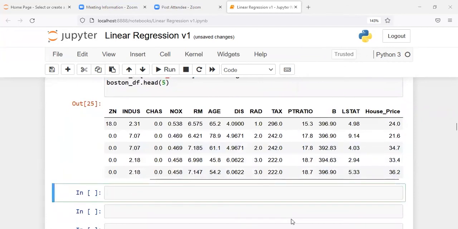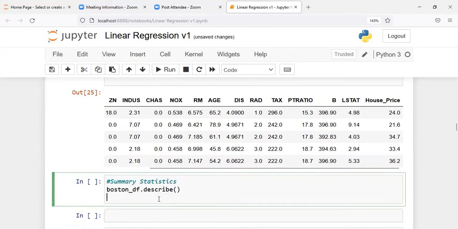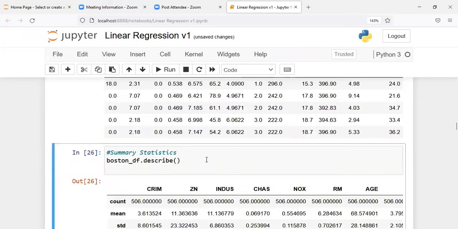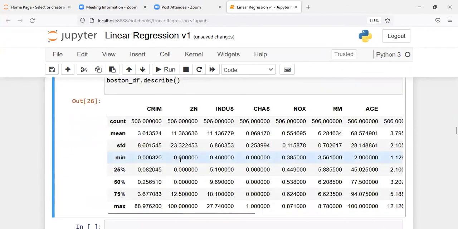Let's keep this discussion going. I would like to summarize the data set. To summarize the data set, we have a very, very useful function, which is called the describe function. So let me go ahead and use the describe function. You can see here, the describe function reports many useful statistics like count, mean, standard deviation, minimum, so on and so forth.